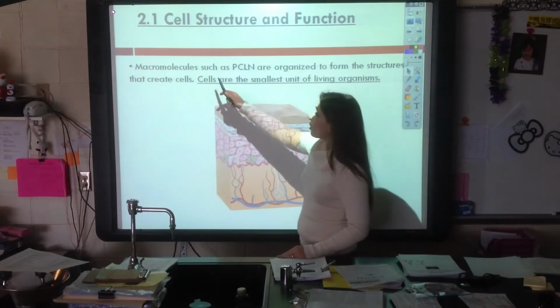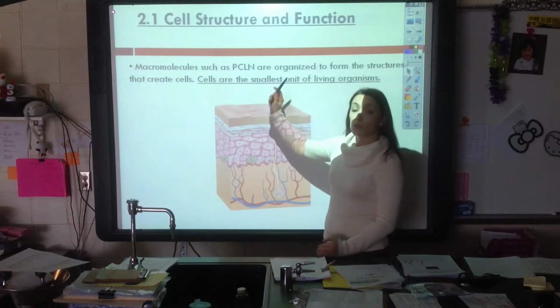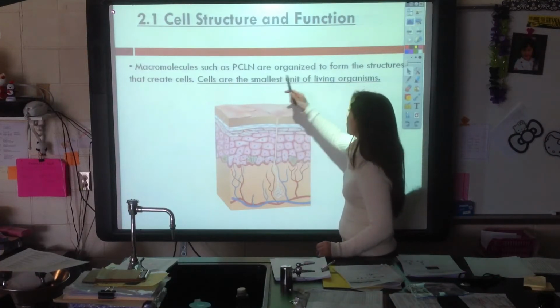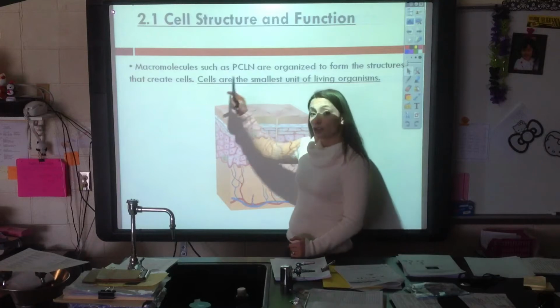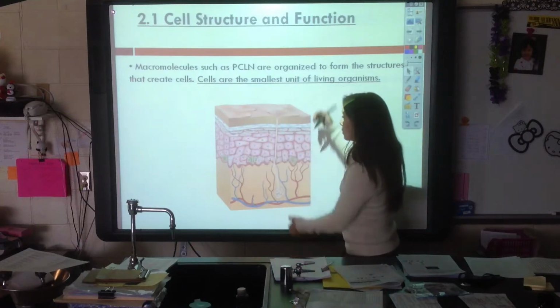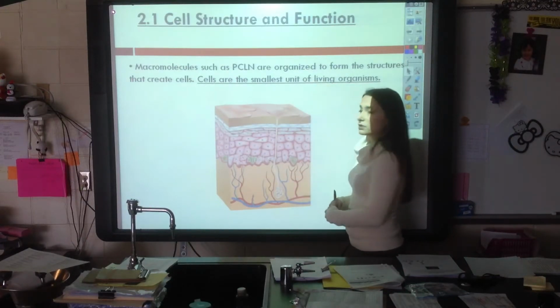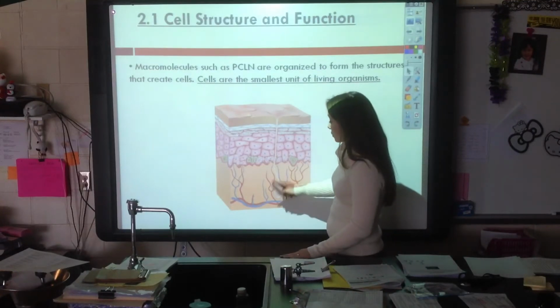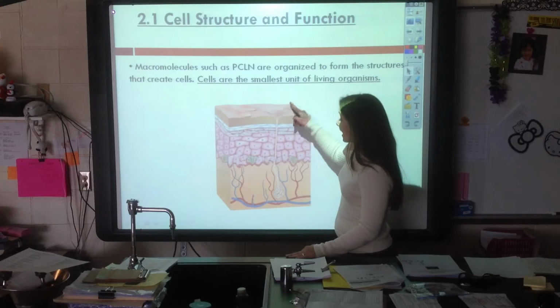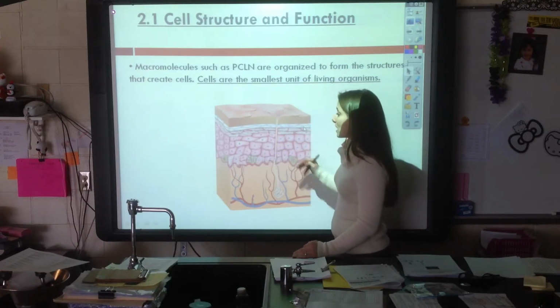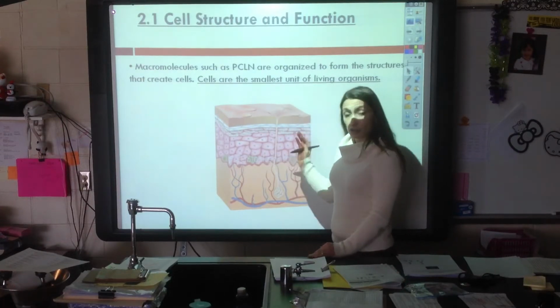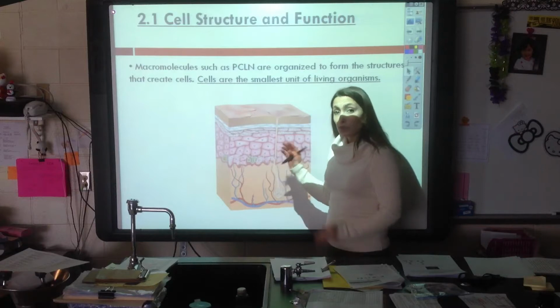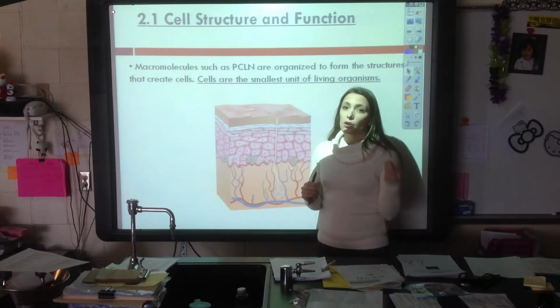You've just spent all this time learning about macromolecules. Macromolecules are organized to form the structures that create a cell. So this is a picture that shows us part of the layers of skin. It shows us your blood vessels, your sweat glands, your hairs, your skin cells. These cells are living things, but they're made up of much smaller parts.